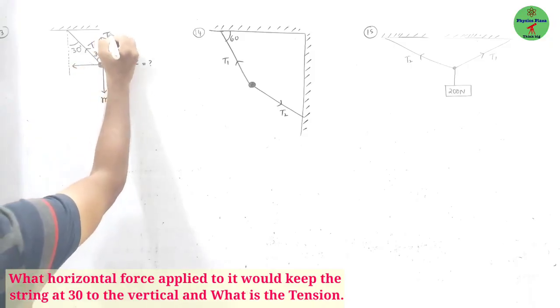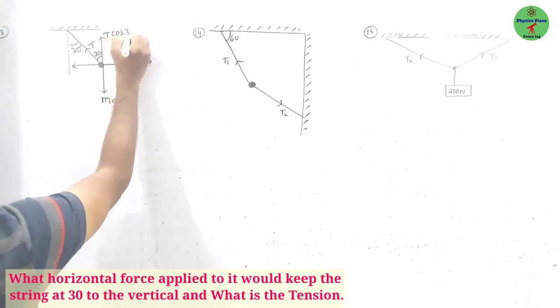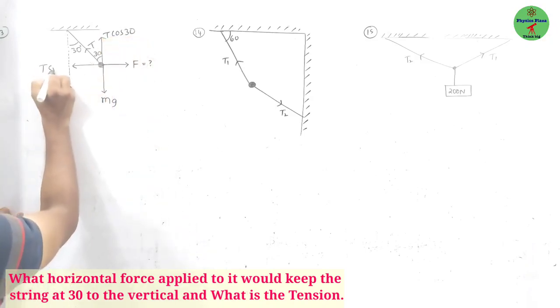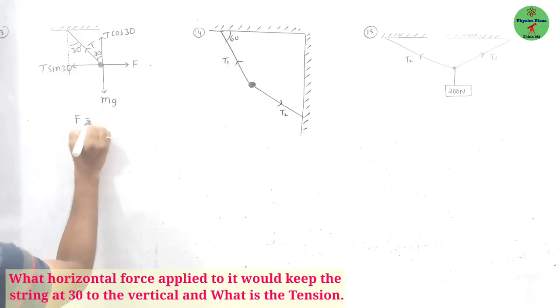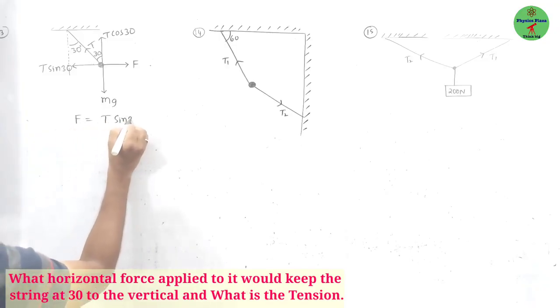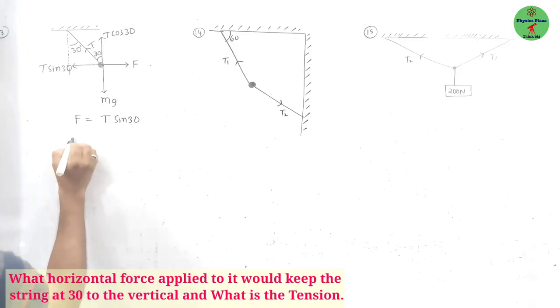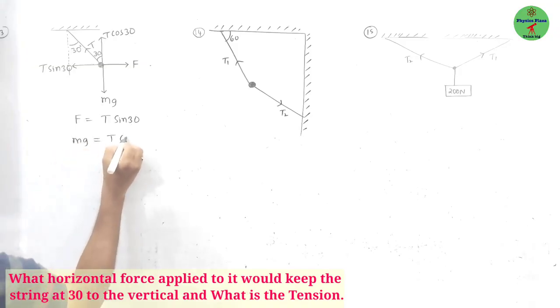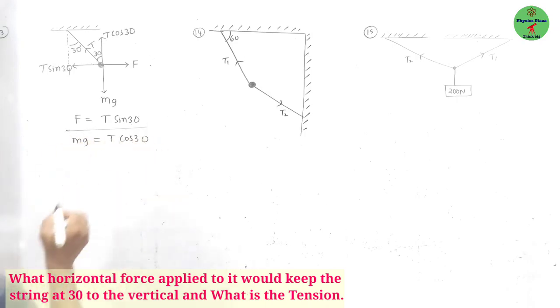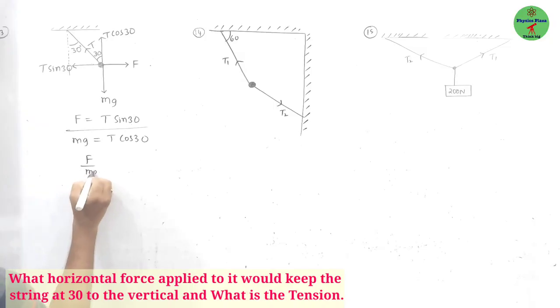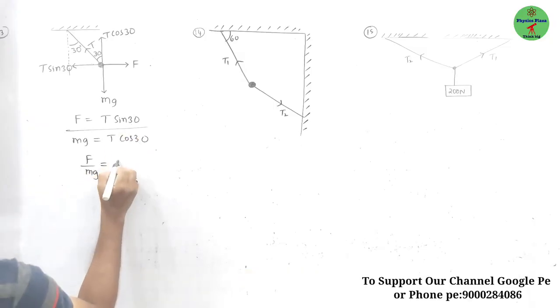Then obviously this will be T cos 30, and this is going to be T sin 30. Okay, fine. Here you can even resolve mg also, it's not a problem. Now in this case, F is equal to T sin 30, and we also know that mg is equal to T cos 30. Okay, these two equations, let us divide them. Then F by mg is equal to T cancels, sin 30 by cos 30, which is tan 30.